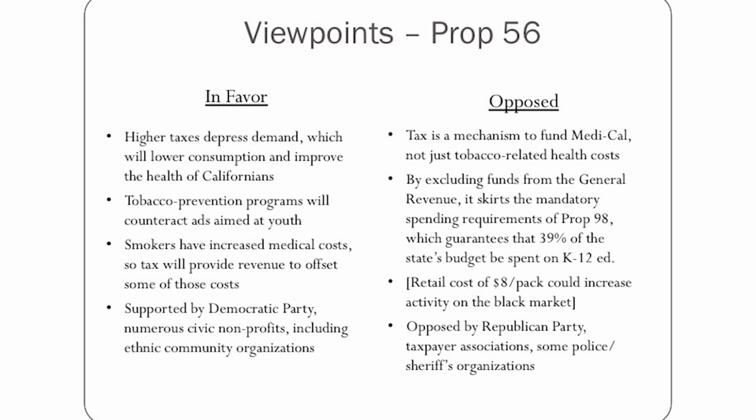On the opposed side, there's a concern that it's just funding Medi-Cal, it's just an alternate revenue stream for Medi-Cal, and that really by taking it out of the general fund, it's also depriving schools of their share of increased revenue that Prop 98 would otherwise require. So Prop 98 has been on the books for a while now, and it says that 39% of all income needs to be directed to K through 12 and community college schools. And so by taking this offline out of the general fund, they're saying that this would deprive schools of that funding, which they estimate to be about $600 million in a given period of time.